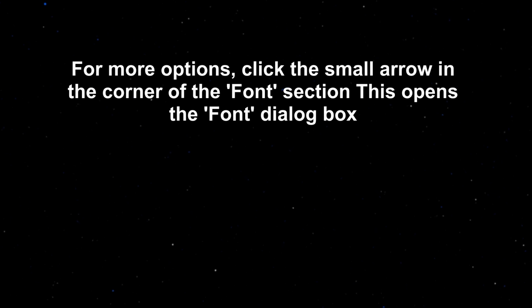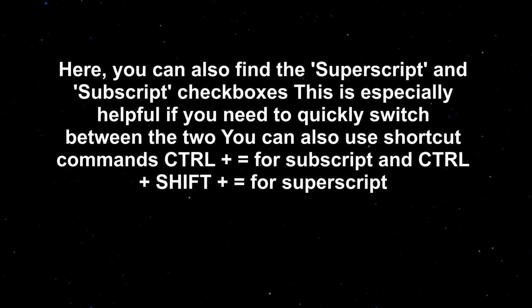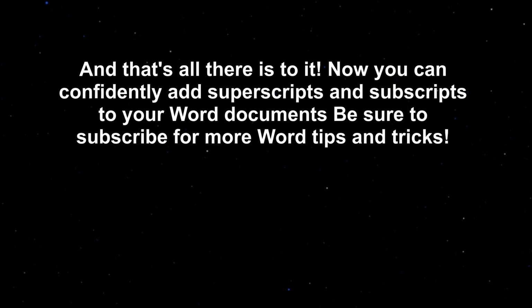For more options, click the small arrow in the corner of the font section. This opens the font dialog box. Here, you can also find the Superscript and Subscript checkboxes. This is especially helpful if you need to quickly switch between the two. You can also use the shortcut Ctrl plus equals for Subscript and Ctrl plus Shift plus equals for Superscript. And that's all there is to it.